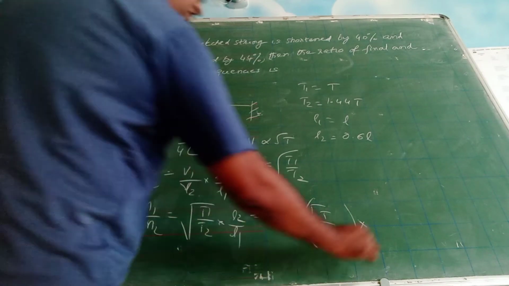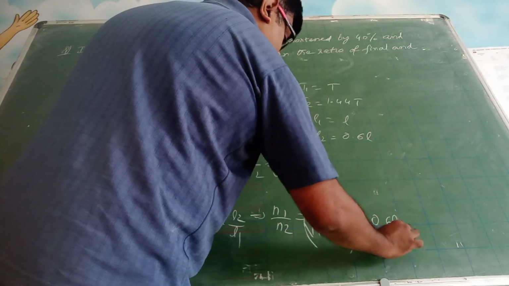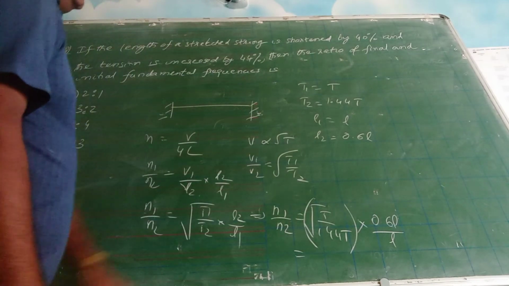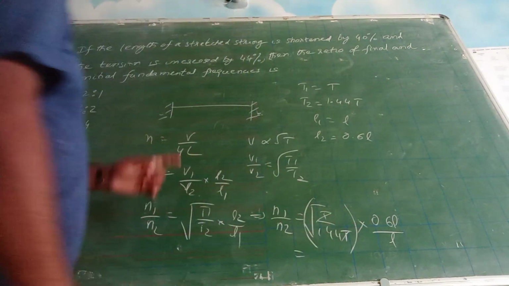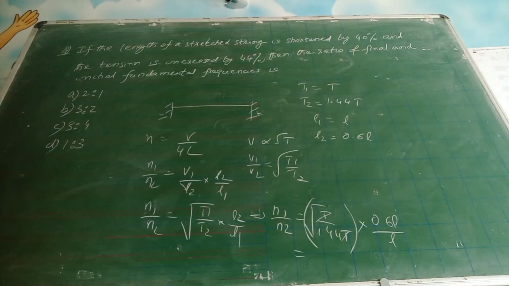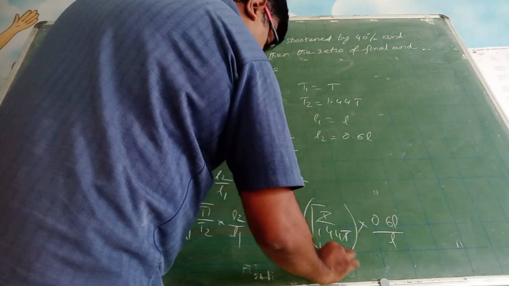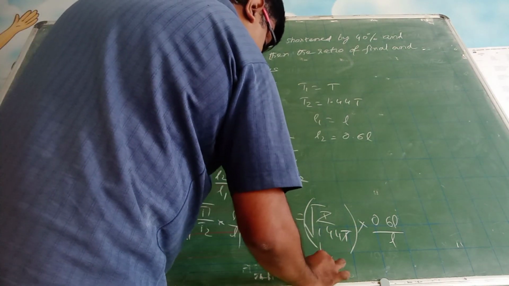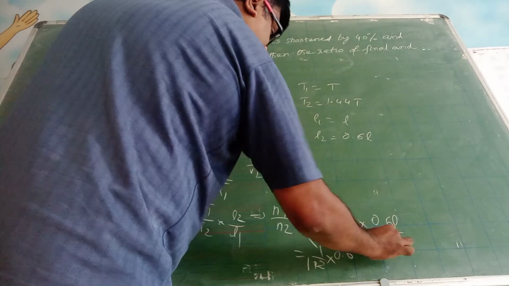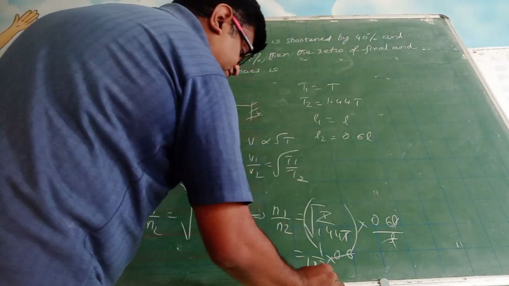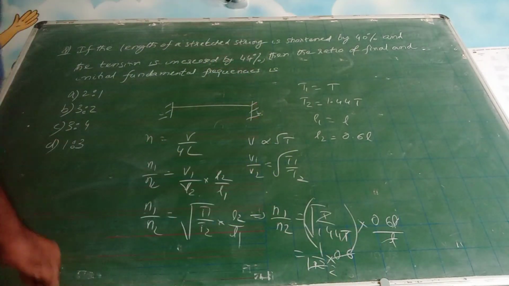L2 is 0.6 L divided by L. Okay. So T, T cancel here. 1 divided by root over 1.44, it is 1.2. So it is 1.2 into 0.6, L, L cancel. So this is 2 times. N1 by N2 is equal to 1 upon 2. Okay. Or N2 by N1 if you take, it is 2:1. Option 1 is the right answer.